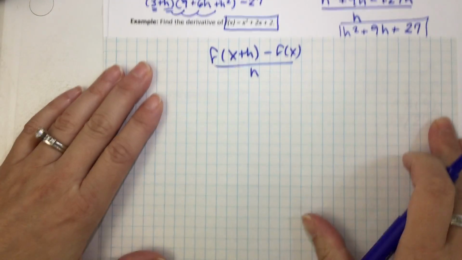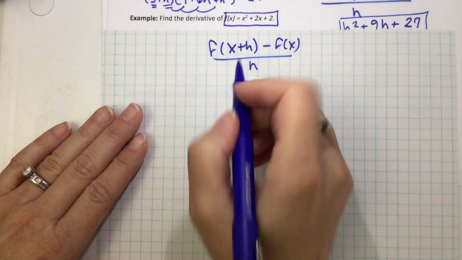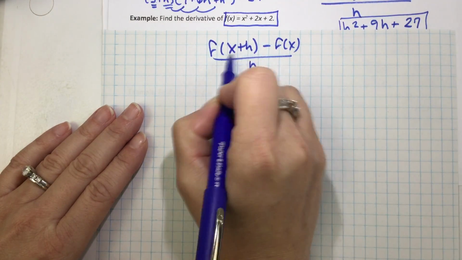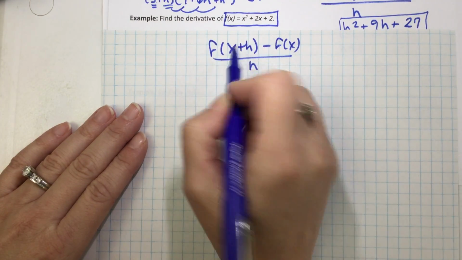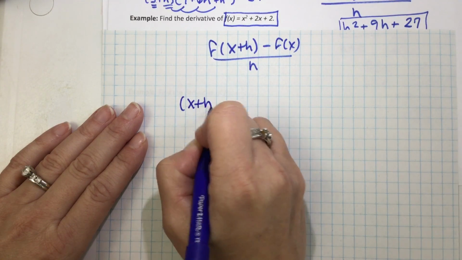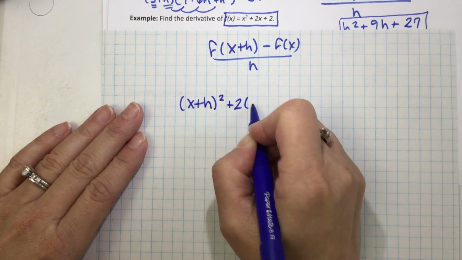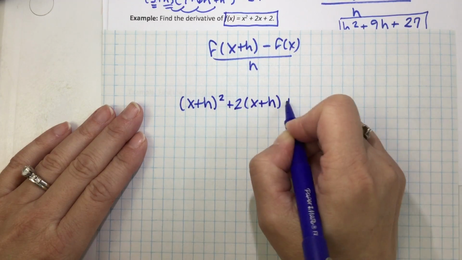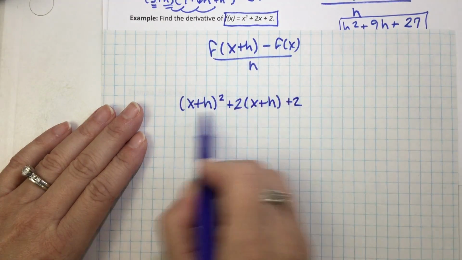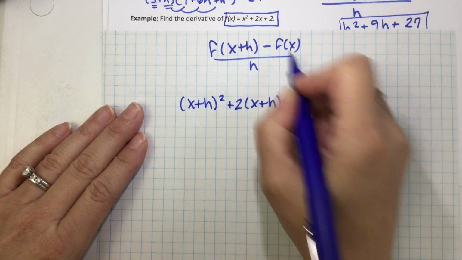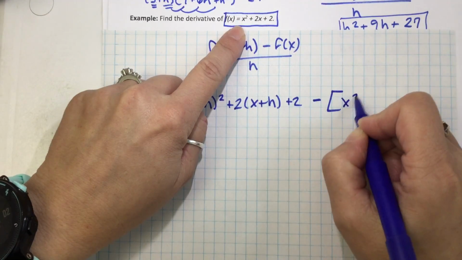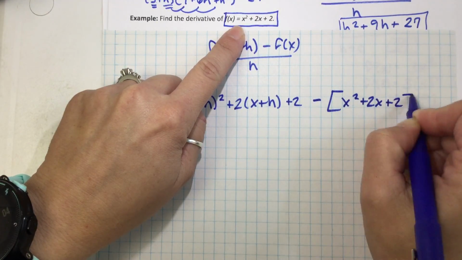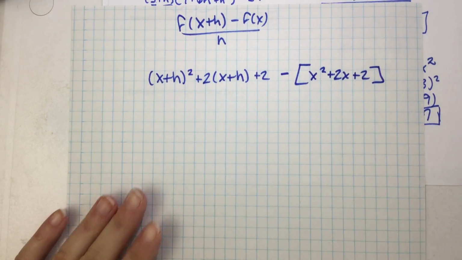Okay, so this one's going to be a little bit tricky, but it's good. We want to challenge ourselves. Step 1, take all of the x's and put in x plus h. x plus h quantity squared plus 2 times x plus h replaces the x plus 2. So that's this piece. Now minus f of x, that's the original, so x squared plus 2x plus 2. So I went ahead and that's what the top is.